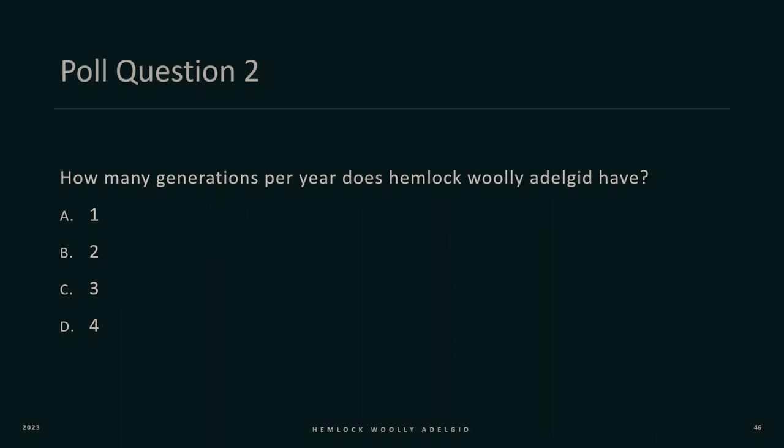All right, so poll question number two. How many generations per year does hemlock woolly adelgid have? A, one, B, two, C, three, or D, four?